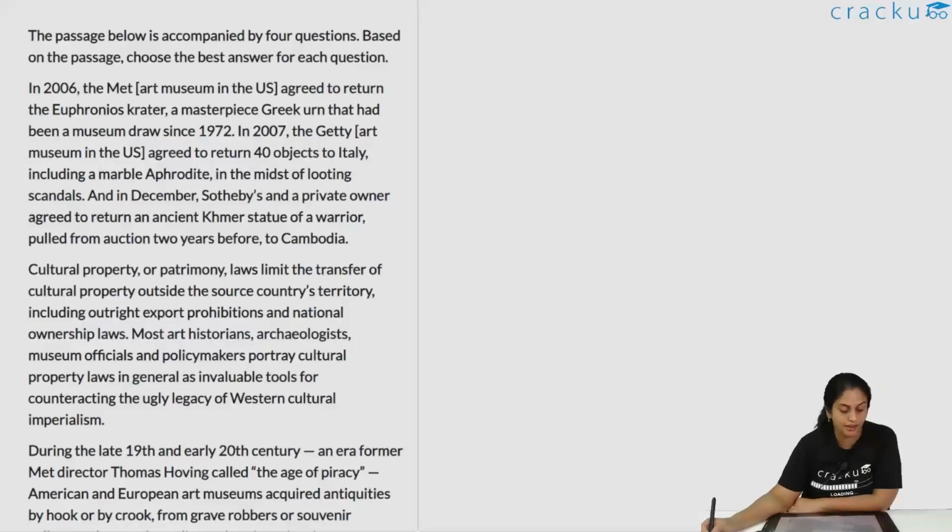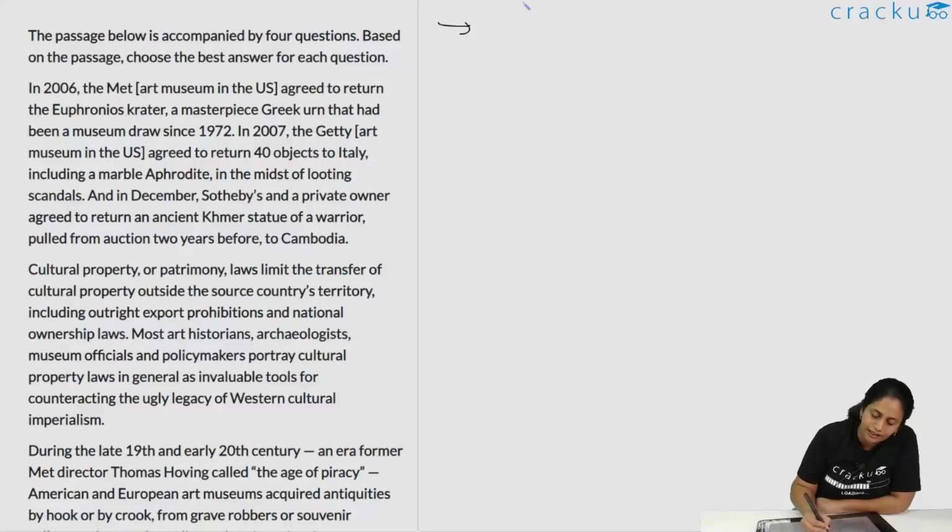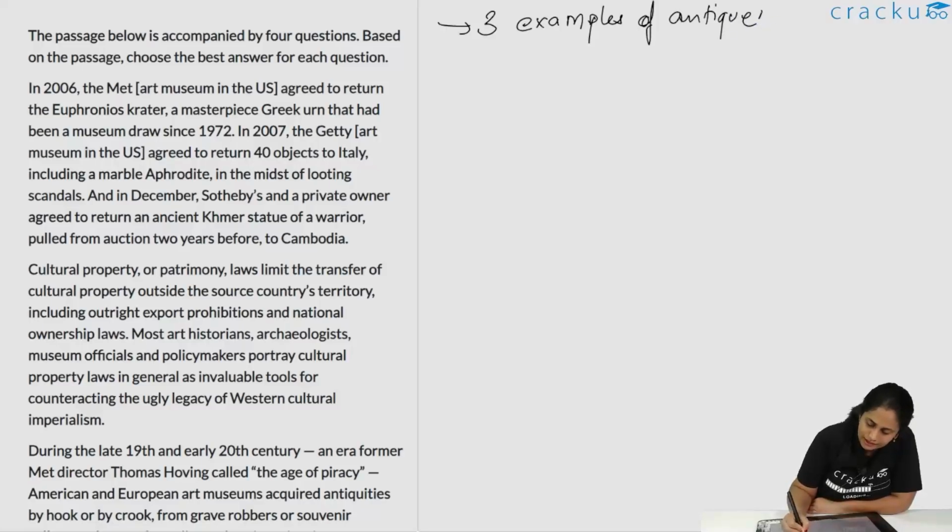The first paragraph is: In 2006, the Met Art Museum in the US agreed to return the Euphrates crater, a masterpiece Greek urn that had been a museum draw since 1972. In 2007, the Getty Art Museum in the US agreed to return 40 objects to Italy, including a marble Aphrodite in the midst of looting scandals. And in December, Sotheby's and a private owner agreed to return an ancient Khmer statue of a warrior pulled from auction 2 years before to Cambodia. So here we have 3 examples of antiques being returned to countries.